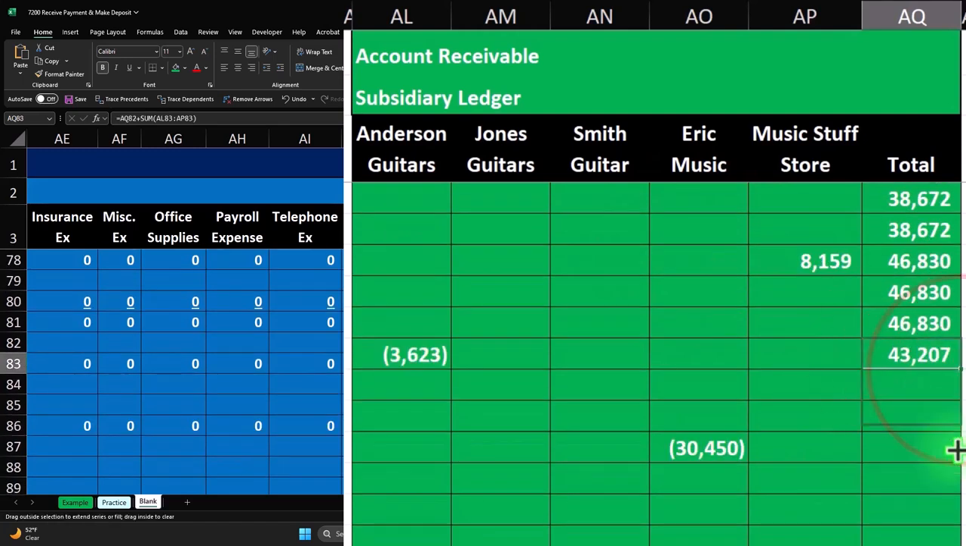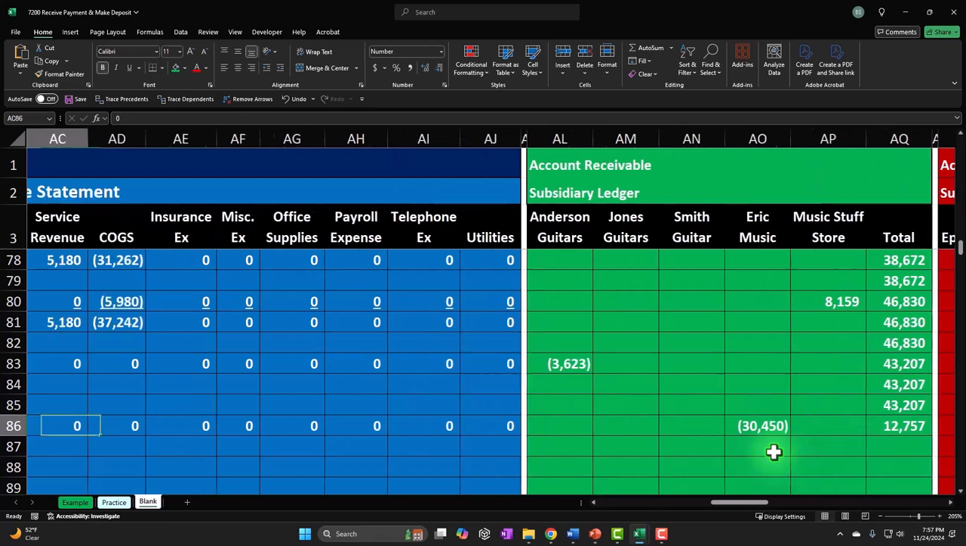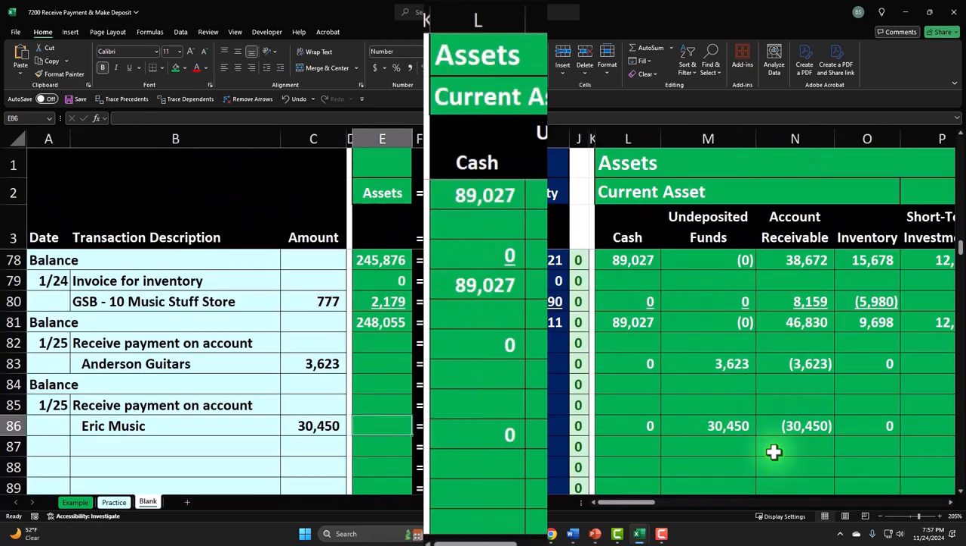Let's bring down the total. That comes out to, now we're at $12,757, which has still not been paid off within the accounts receivable balance. That should tie out to what's in our general ledger. Let's see if that is indeed the case.